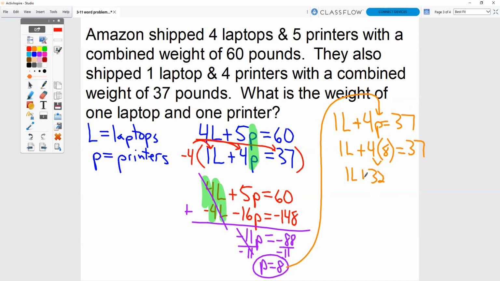So now I'm just going to solve this two-step equation. Minus 32, minus 32 to get the 1L all by itself. 37 minus 32 is 5. Divide by 1, divide by 1, L equals 5. So the weight of one laptop is 5 pounds. The weight of one printer is 8 pounds.